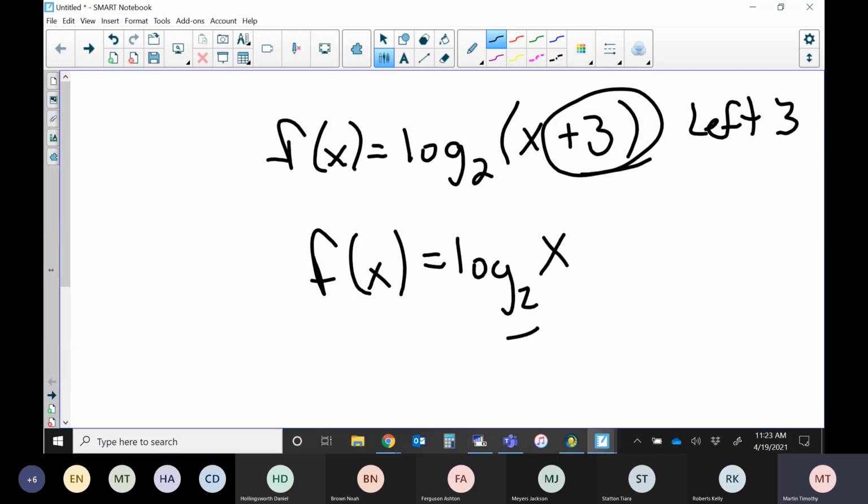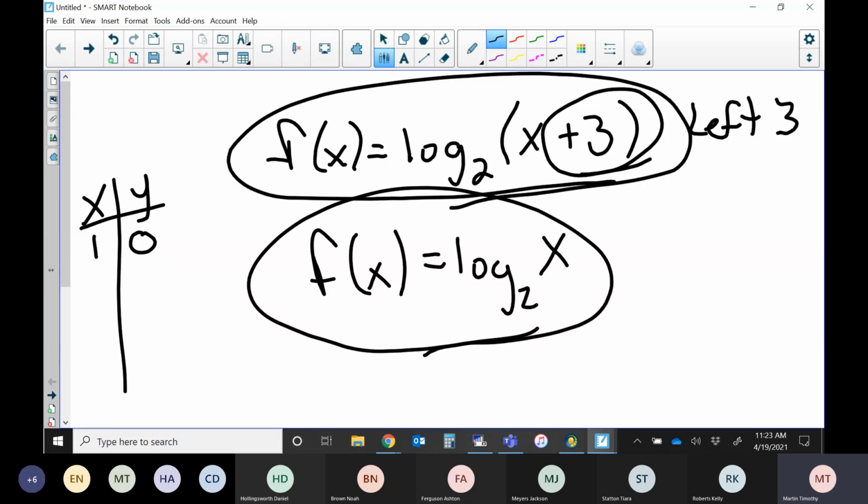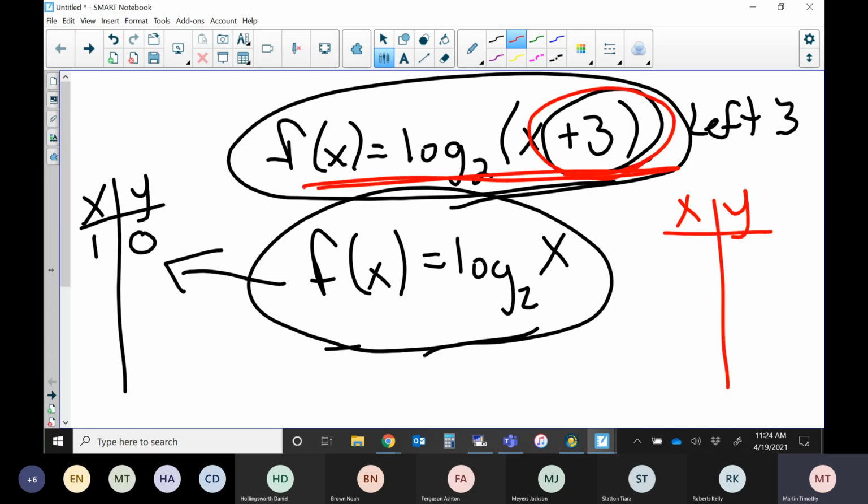So if I took my x and y chart from the one we just had up there, I could apply it to this one. If I wanted to do the x and y chart for this, everything would be moved left 3. So that means instead of being 1, 0, it would be -2, 0. Everything I taught you in the past still applies.